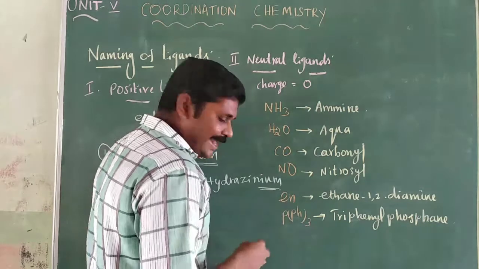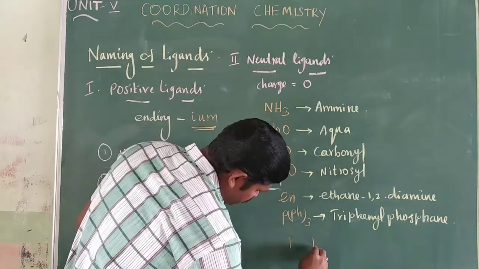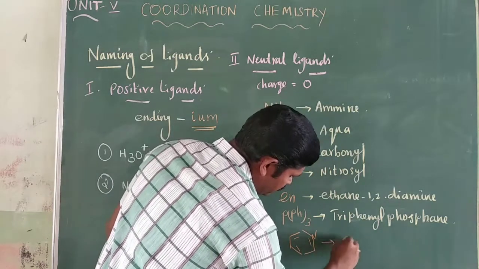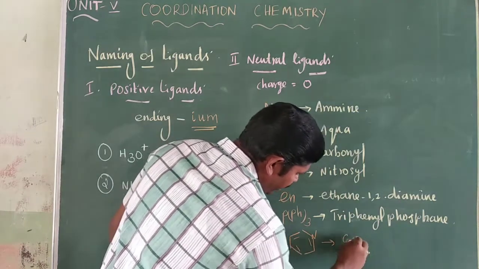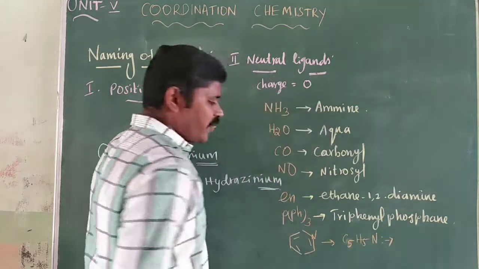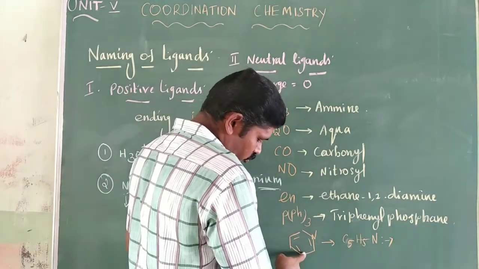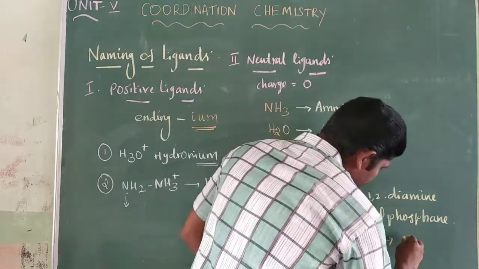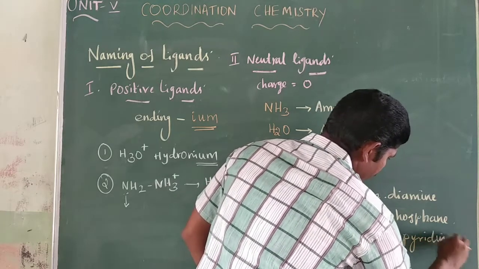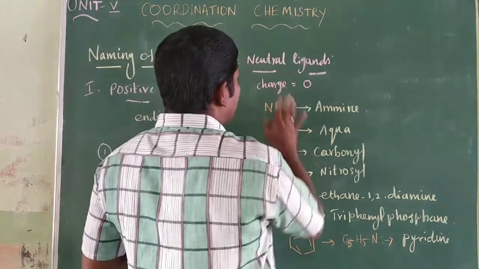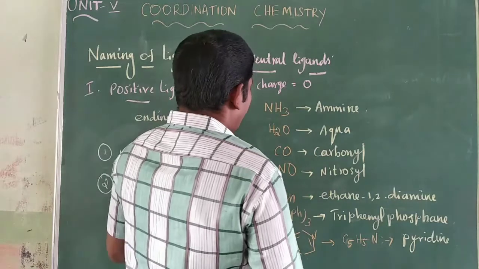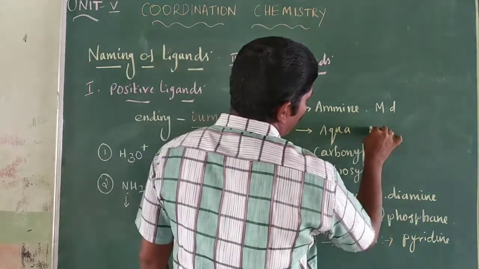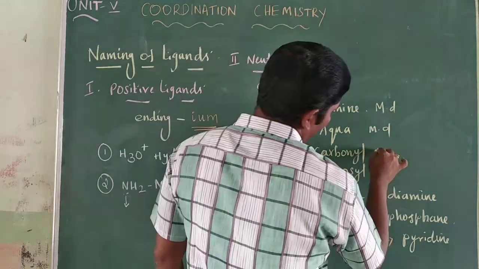Next one, pyridine, C5H5N: 5 carbons, 1, 2, 3, 4, 5, and 1 nitrogen in the ring. So all of these are neutral ligands, with charge zero. Amine is a monodentate ligand. Aqua is a monodentate ligand. Carbonyl and nitrosyl are monodentate ligands.